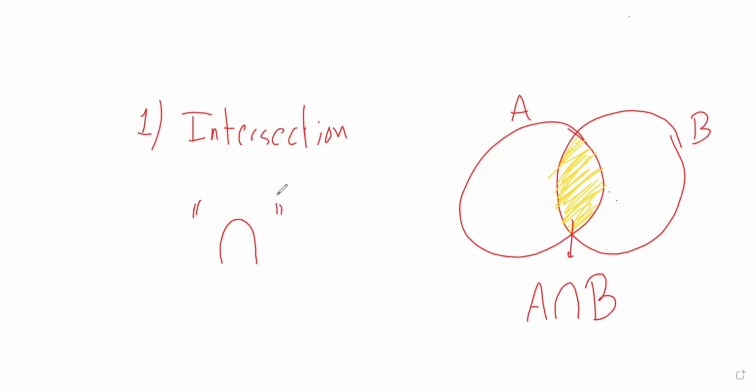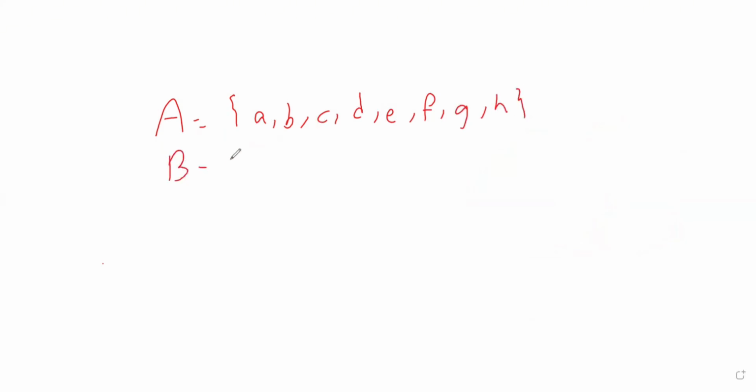Now let me give you an application about intersection between two sets. Supposedly we have the set A. It contains the letters A, B, C, D, E, F, G, and H. Also, we have the set B. It contains the letters A, E, H, K, X, and Y. Also, we have the set C. It contains X, Y, and Z.